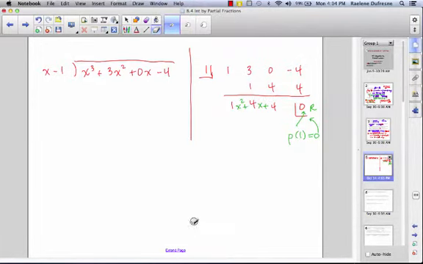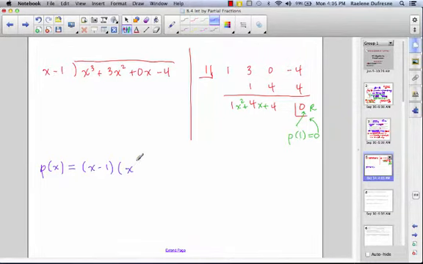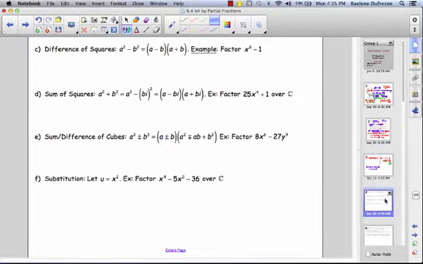So far we have a partial factorization of p of x. We know that p of x is equal to x minus 1 times x squared plus 4x plus 4. And from here, you could check the quadratic discriminant or simply try factoring it by trial and error, and we get a fully factorized polynomial.